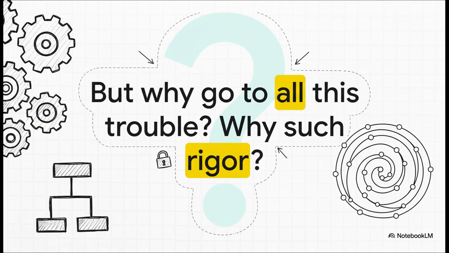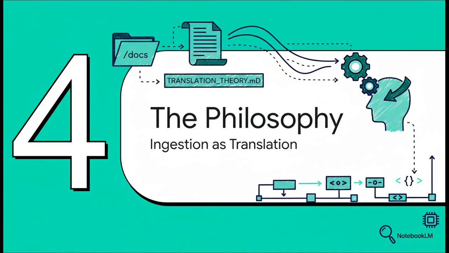Which, of course, brings us to the biggest question in our whole forensic investigation. Why? Why this obsession with structure, with rules, with discipline? Why go to all this trouble? The answer, it turns out, isn't in the code. It's in their philosophy. And for that, we turn to this absolutely fascinating document we found in the /docs folder called translationtheory.md. This file is the key.